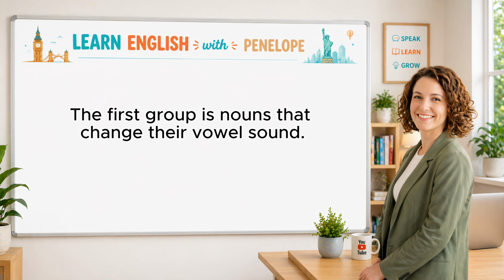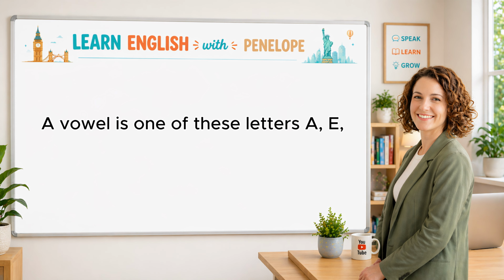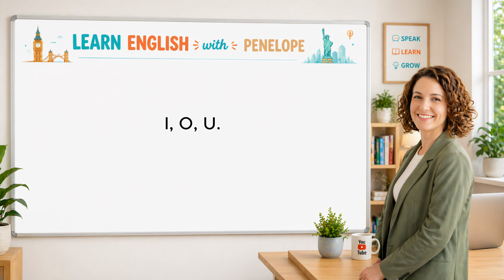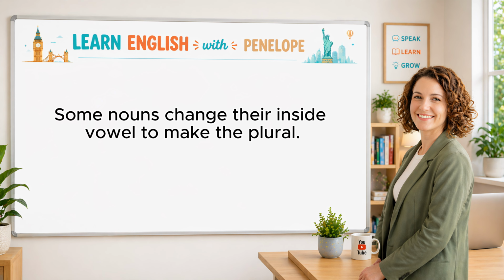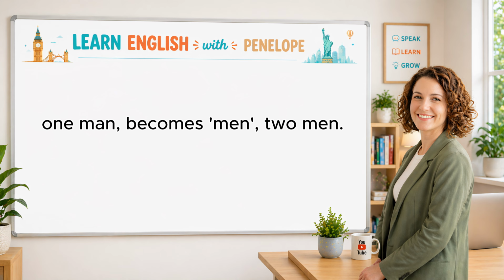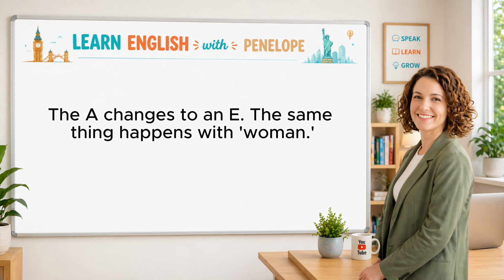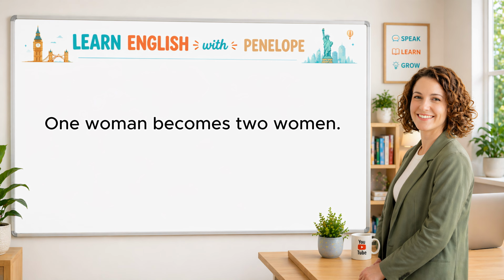The first group is nouns that change their vowel sound. A vowel is one of these letters: A, E, I, O, U. Some nouns change their inside vowel to make the plural. For example, the word man, one man, becomes men, two men. The A changes to an E. The same thing happens with woman. One woman becomes two women.